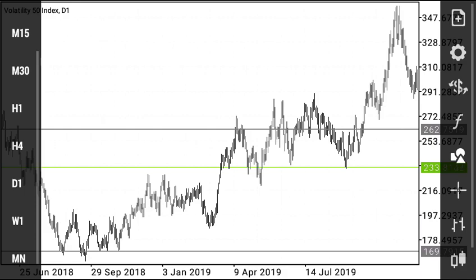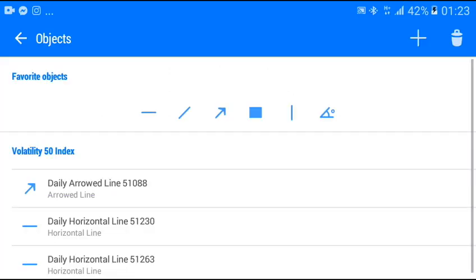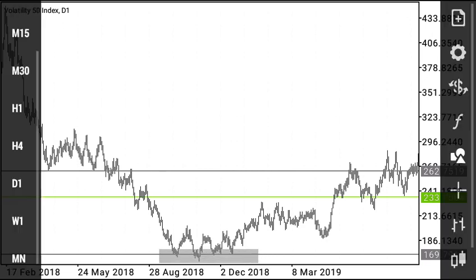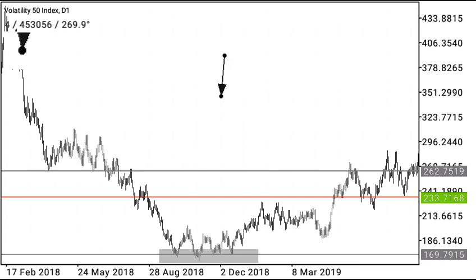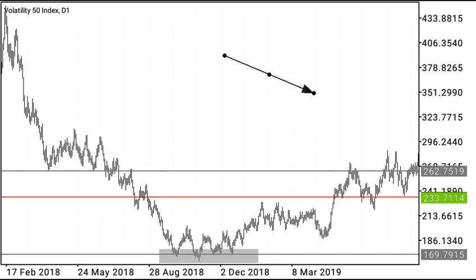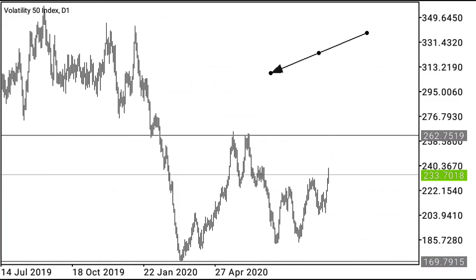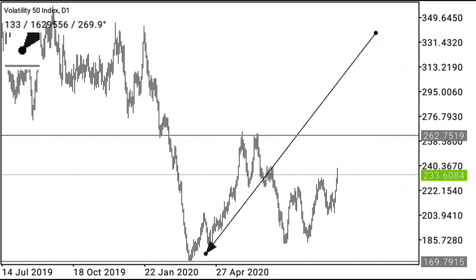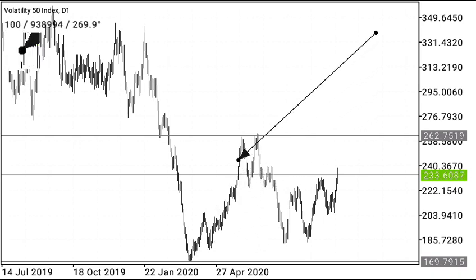So look at these guys. We'll do something like this. You see, look at these guys. You see the number, which is 169,7915. Okay, let's go back to our current price and look at something. What did the price do immediately when it got to 169,7915? It turned, isn't it? Then it went all the way back up.